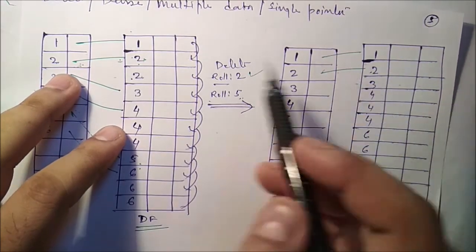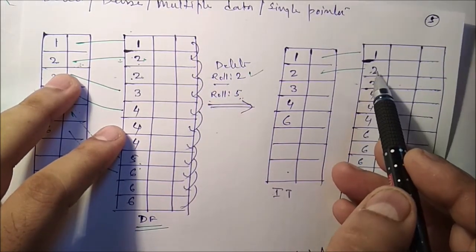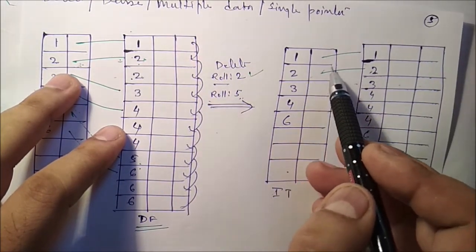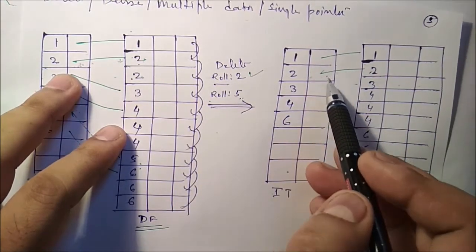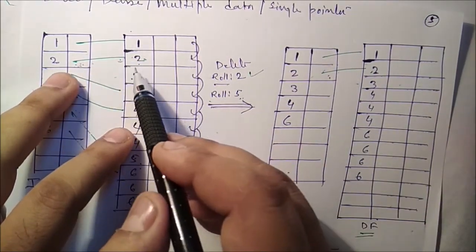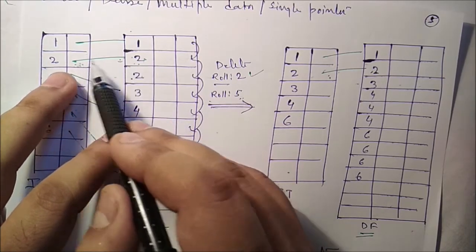Here we have to store the address of this particular 2. In this case, it is the address of the second 2. This is our second 2. Here we have to store the address of the second 2. We have to update this particular part. Are you getting this one? So here the address of the first 2 is there.